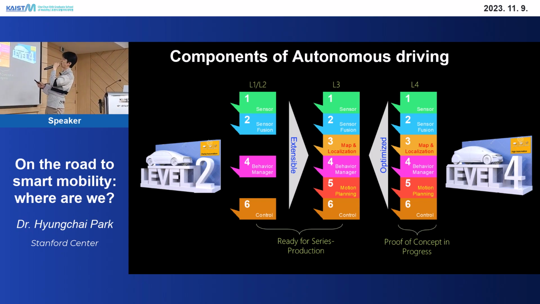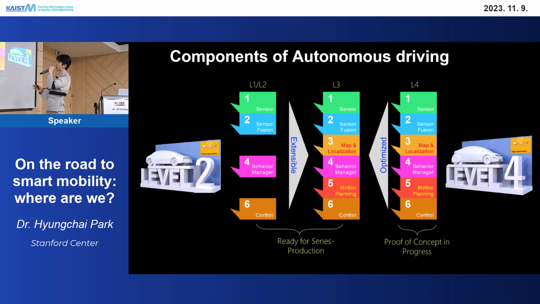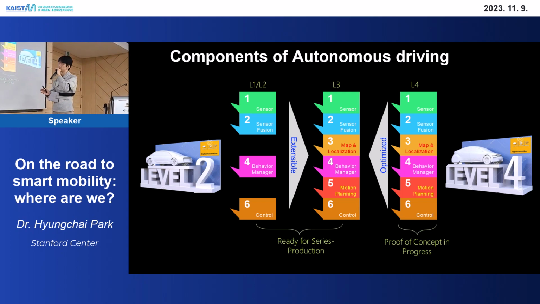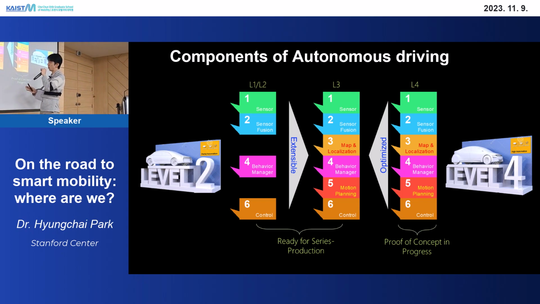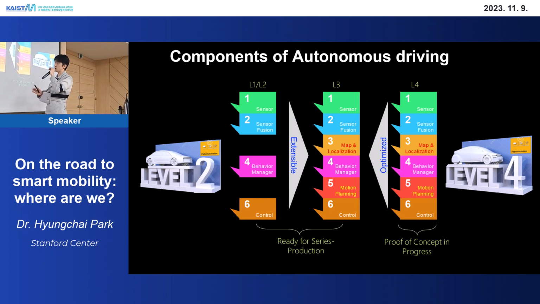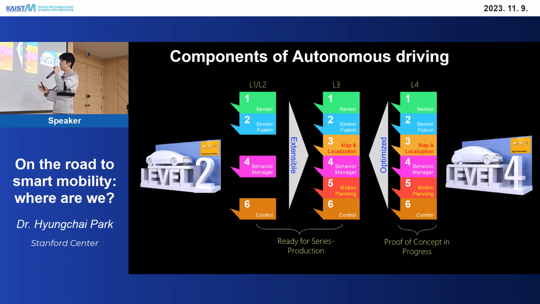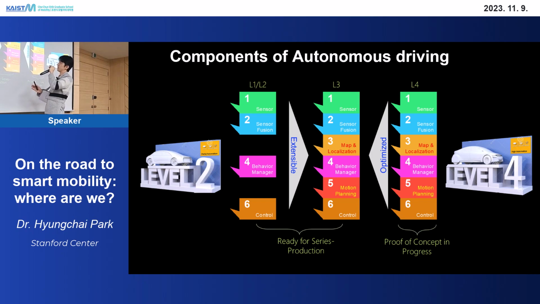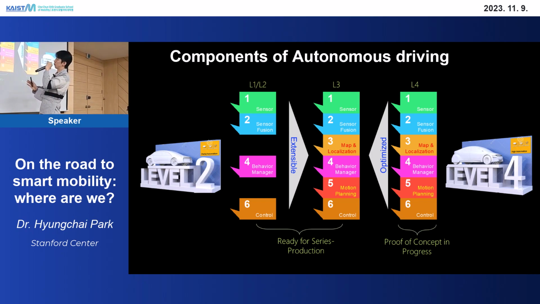In level 4, each technology stack should be state of the art. In level 3, we still need all those stacks, but the technological completeness of each stack doesn't need to be super complete. In level 1 and level 2, we don't even need the map and localization and motion planning parts.